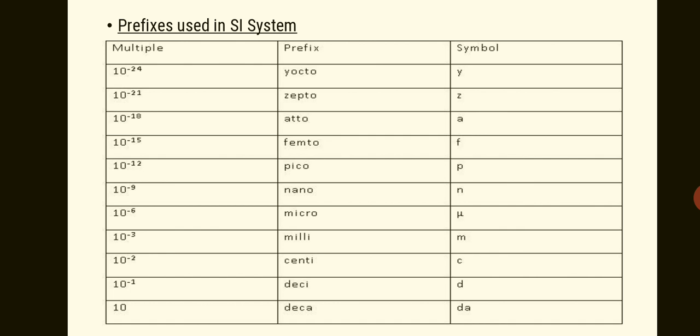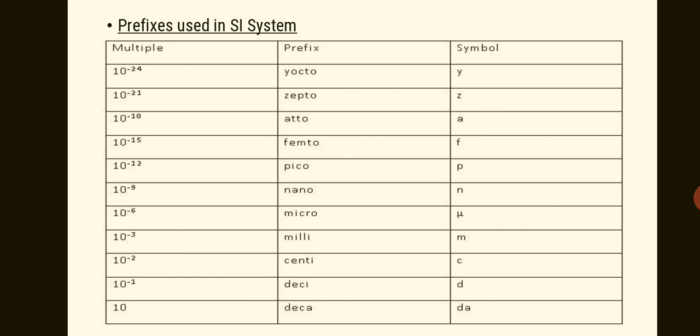If the power of 10 is minus 9, then we will call it nano. Nanotechnology is growing nowadays, especially in the medical field. 10 raised to power minus 6, that is micro. Anything which is in the order of micron, like microbes, cannot be seen with the naked eye, so we use a microscope to see, and it is denoted by the symbol mu, which is a Greek symbol.